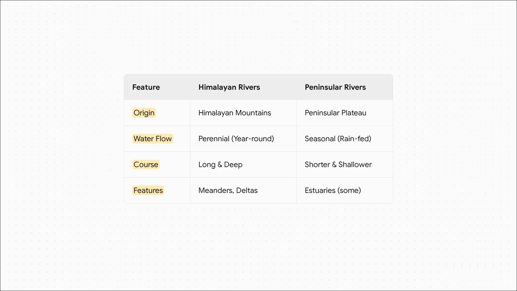Now the Peninsular Rivers, a totally different story. They start on the much lower plateau, and they're seasonal. They depend almost entirely on the monsoon rains. So their journeys are shorter, their riverbeds are shallower, and they just don't create as many of those dramatic landforms.